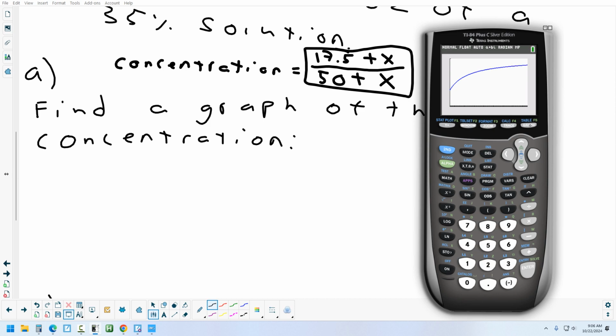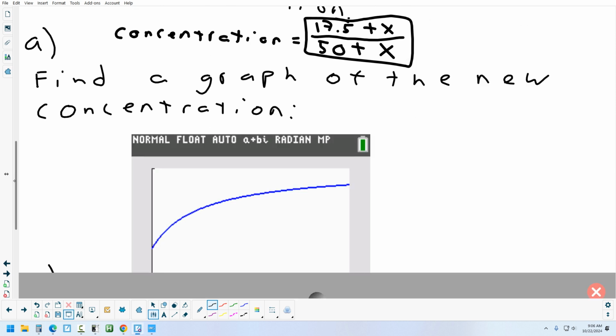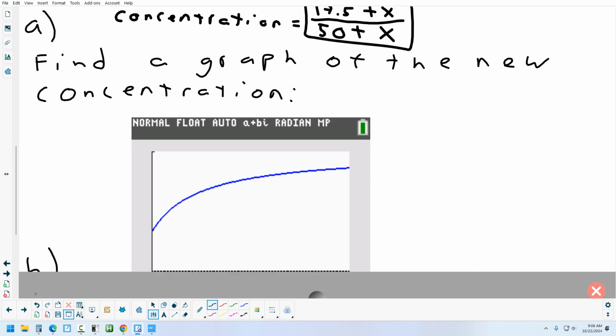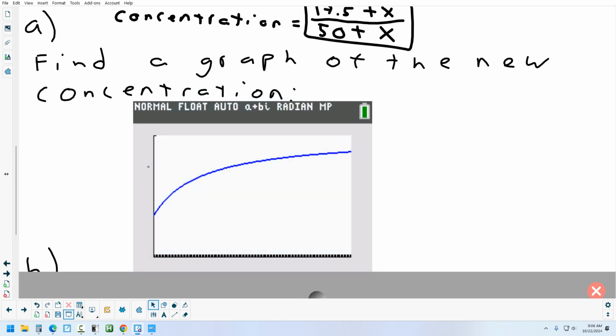Okay, so when you hit graph, that's what your concentration looks like as you continue to pour in more acid. Now, what do you notice? As you continue to pour in more acid, the concentration is getting higher. But what do you notice is starting to happen with the concentration? Yep. It starts to cap off. Yeah, it starts to level off because the concentration can't go above what? 100%. Can't go above 100%. That's impossible. Now, could it ever reach 100%? No. Why couldn't it reach 100%?